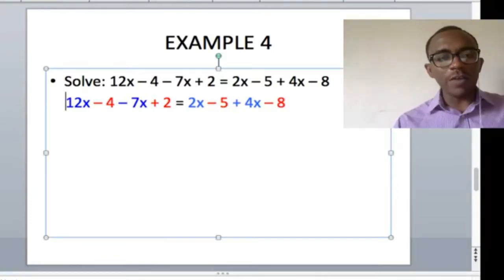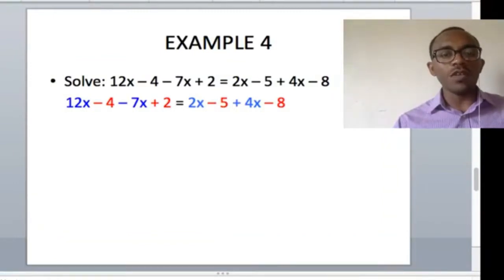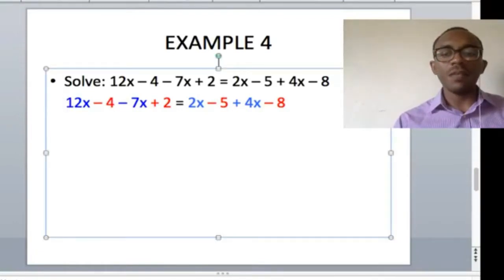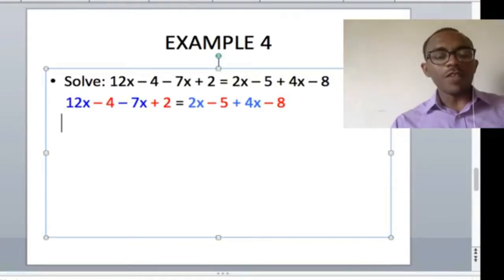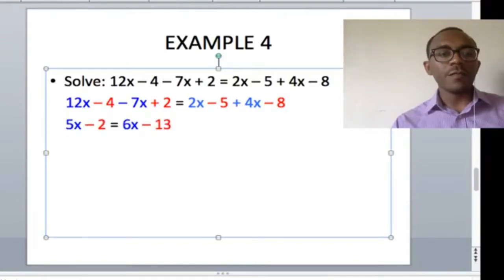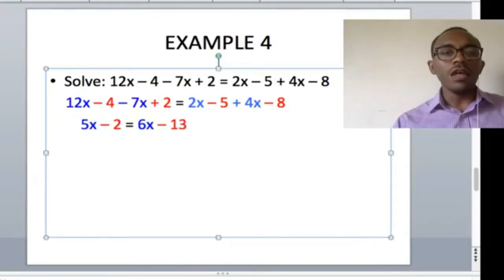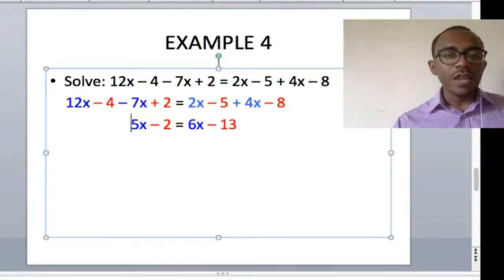Now I can see, okay, 12x and negative 7x, they are related. So when I combine all the blues on one side and all the reds, my equation becomes a little bit simpler. 12x minus 7x becomes 5x. And on the other side, negative 4 plus 2 becomes negative 2. Negative 5 minus 8 becomes negative 13. Now we have 5x minus 2 equal to 6x minus 13.